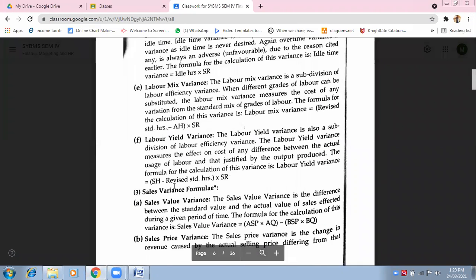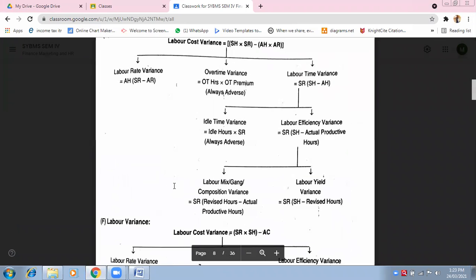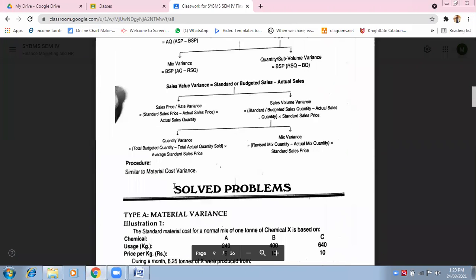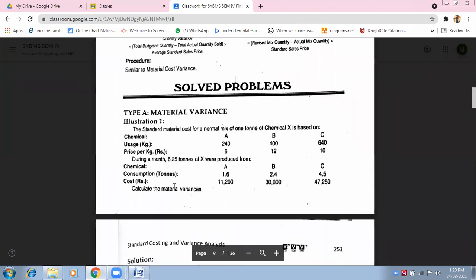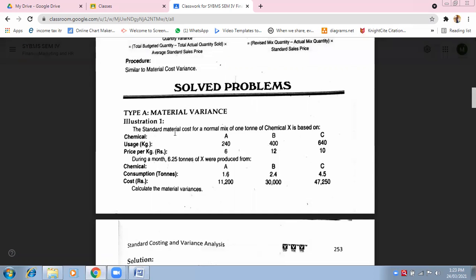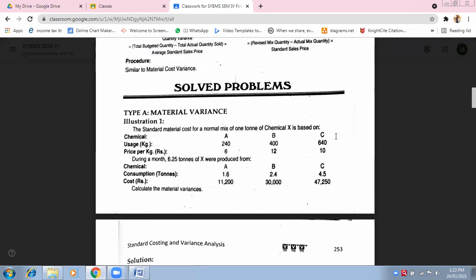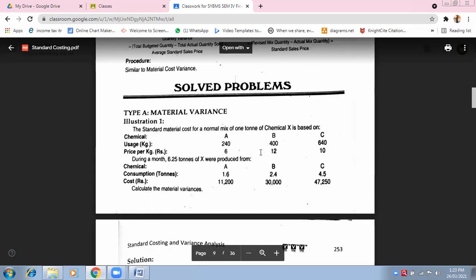These are the formulas that we have already done. Now, material variances. See, the practical question. The standard material cost for a normal mix of 1 ton of chemical X is based on chemicals A, B, C. There are three types of chemicals that we require to produce 1 ton of chemical X. We need to mix all these chemicals A, B, and C.